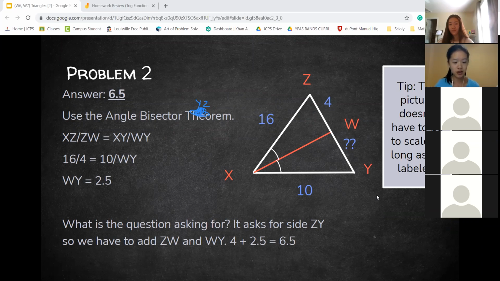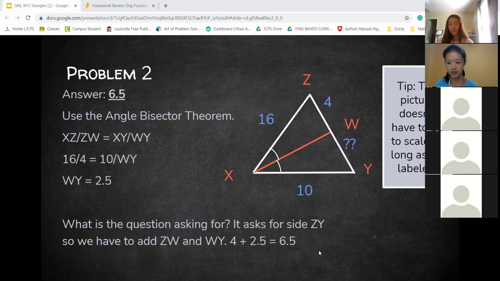Then we just plug in the numbers. 16 divided by 4 equals 10 over WY. When you solve, WY is 2.5. But you have to be careful because the question is asking for the length of side ZY, not WY. So you add the length of WY to the length of ZW. 2.5 plus 4 is 6.5.